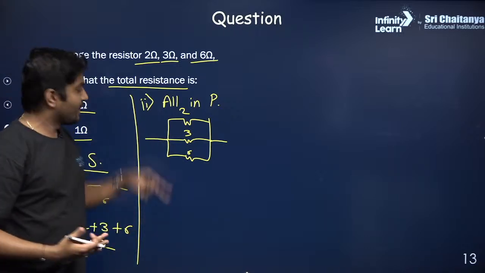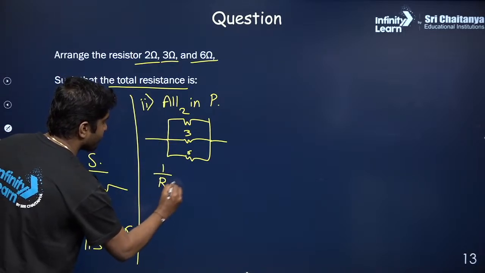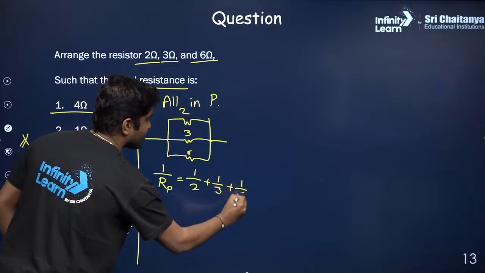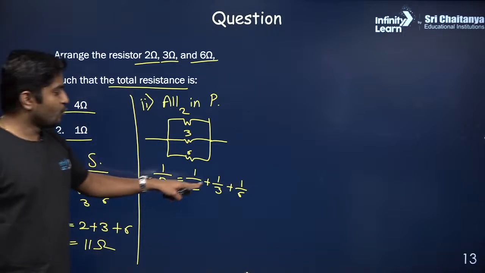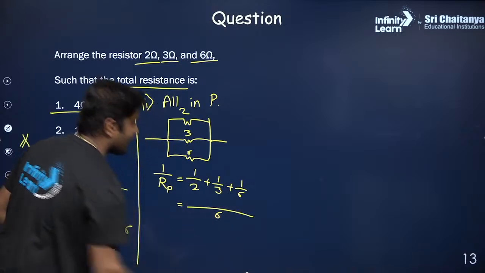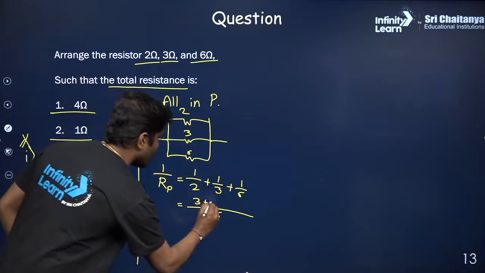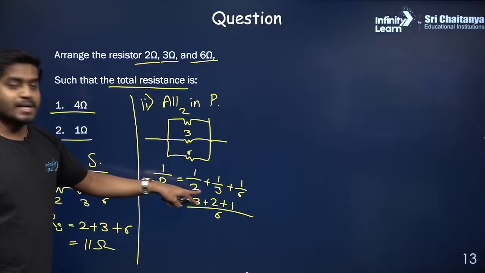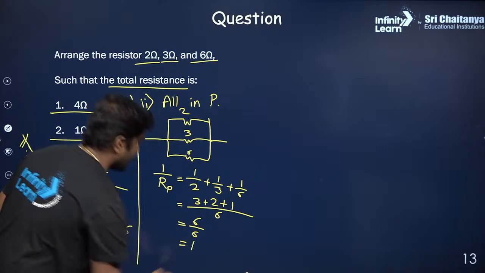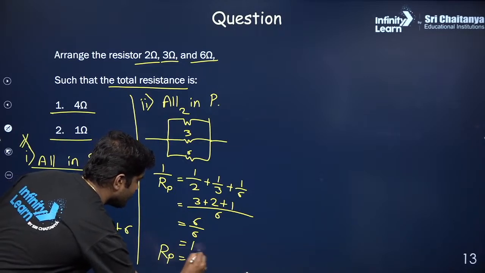Now calculate the effective resistance for this combination. 1 by Rp should be equal to 1 by 2 plus 1 by 3 plus 1 by 6. What is the LCM of 2, 3 and 6? LCM would be 6. So 3 plus 2 plus 1 is 6, which is 6 divided by 6, just 1. 1 by Rp is 1. That means Rp is equal to 1 ohm.